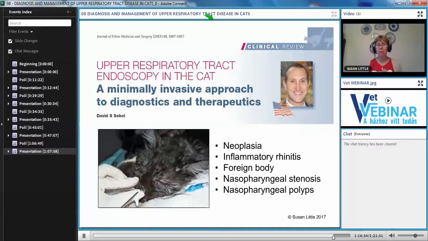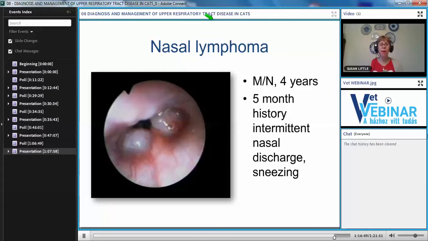So if your practice has a very small scope and has some experience with this, that also can be useful in working up these chronic cases and trying to find the cause. For example, here's a cat with nasal lymphoma. We can see the lesions of nasal lymphoma endoscopically in this cat, so we can get a biopsy of those, send it off to the lab, and get our diagnosis. That would be the most common nasal tumor we would see in cats, lymphoma.